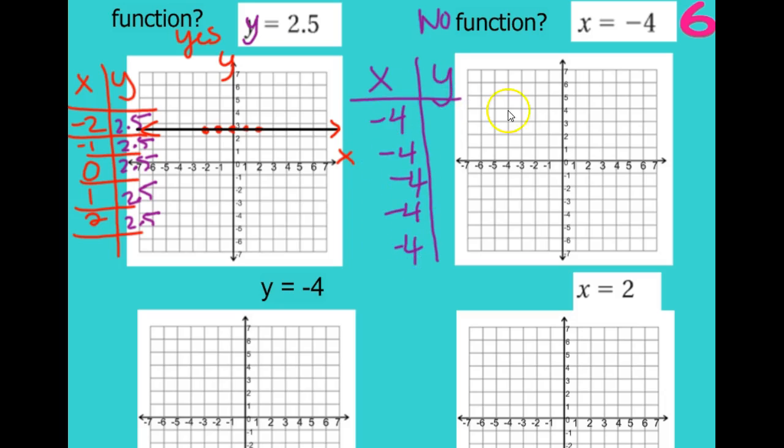So if I know the x's are always going to be -4, I have to then flip-flop and choose the y's. So my y's would be 0, 1, 2, -1, and -2. And then we just have to plot them. X is -4, y is -2. X is -4, y is -1. X is -4, y is 0. And we would form a vertical line. If you have a vertical line formed, this is not a function.